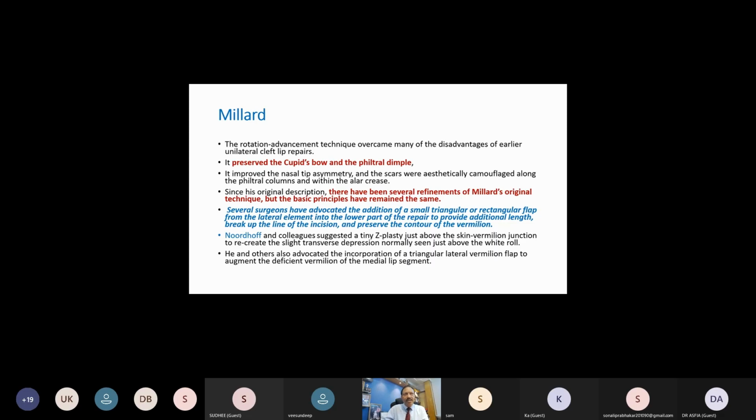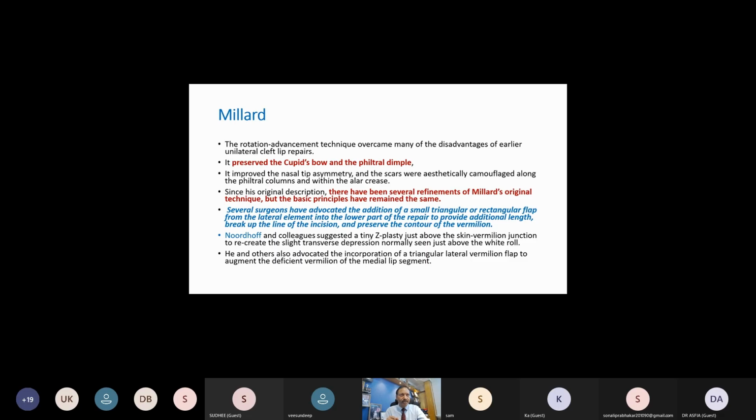Since his original description there have been several refinements of Millard's original technique, but the basic principle of rotation and advancement remains the same. Several surgeons have advocated the addition of a small triangular or rectangular flap from the lateral element into the lower part of the repair to provide additional length and also to break up the line of the incision and preserve the contour of the vermilion.